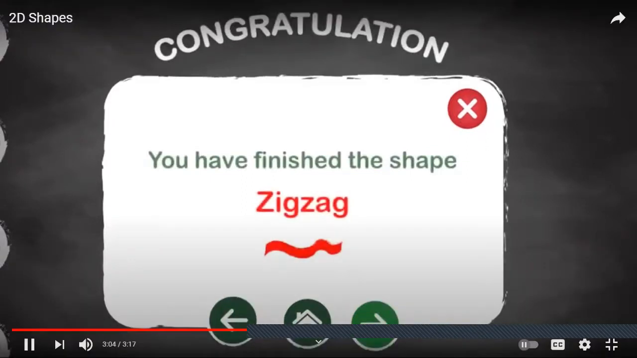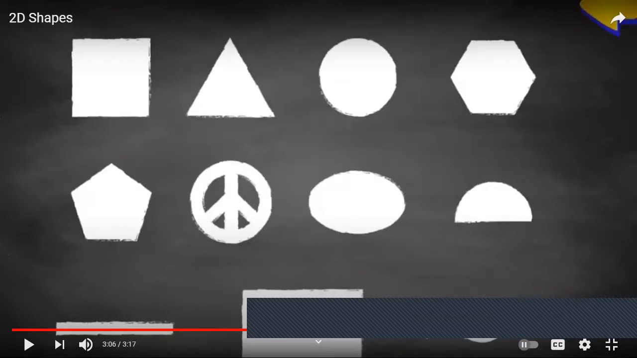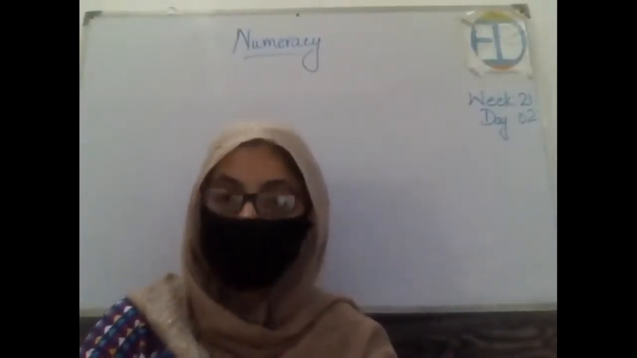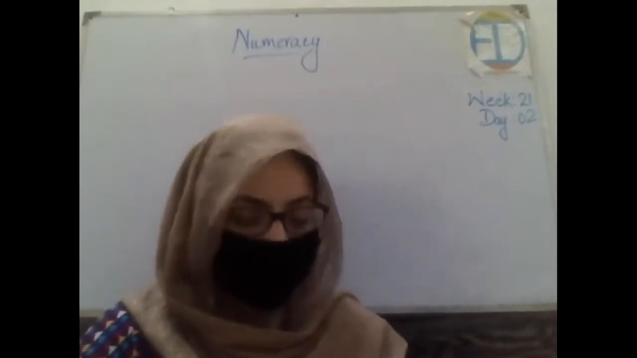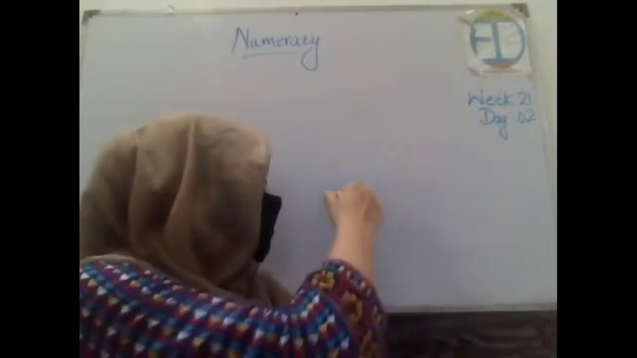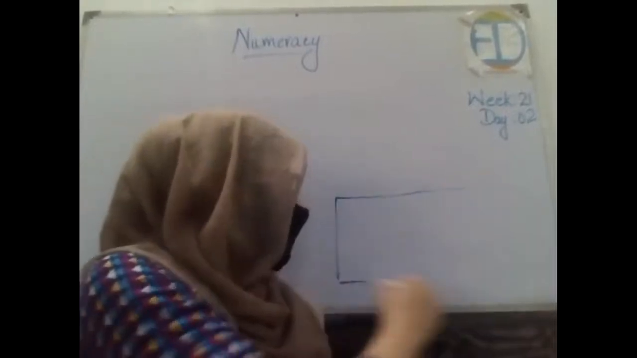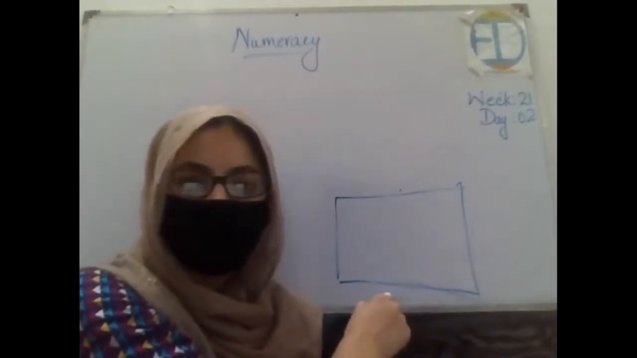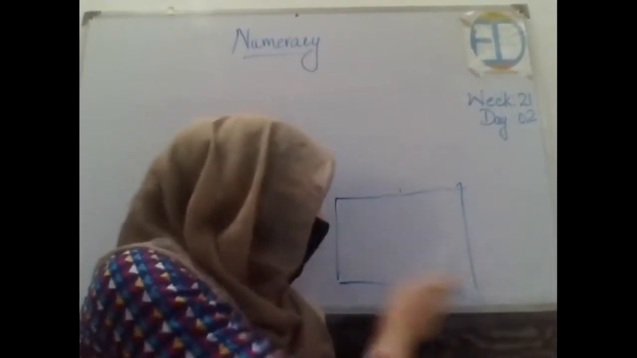So these are the shapes we learned. Okay, so we have learned the features of all the shapes. Now let's get started with the rectangle. If we talk about a rectangle, this board itself is of rectangle shape. It looks like this. The opposite sides of a rectangle are equal in length.